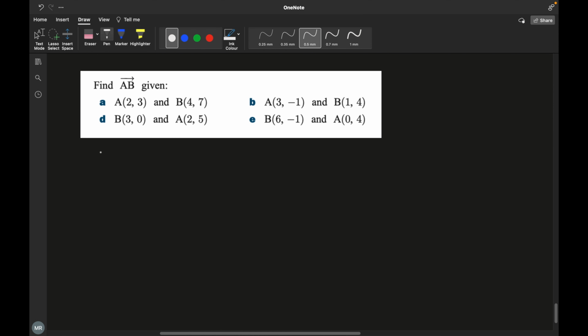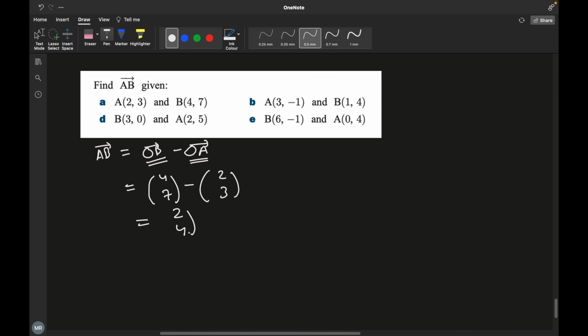We know that vector AB is the same thing as OB minus OA. These two are essentially the same, and we have the coordinates for this and for this. So we just have to plug in the values. So let's write (4, 7) minus (2, 3). This is going to be (2, 4), which is also 2i plus 4j. You can do the same thing for the remaining questions.